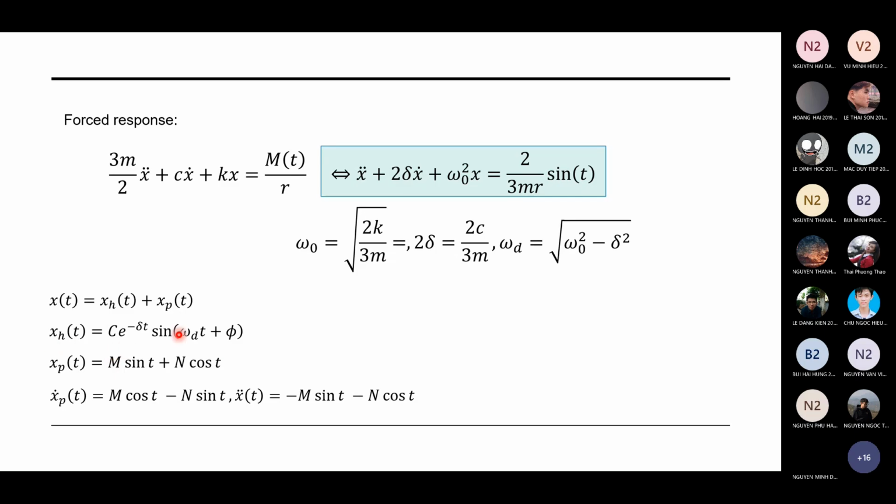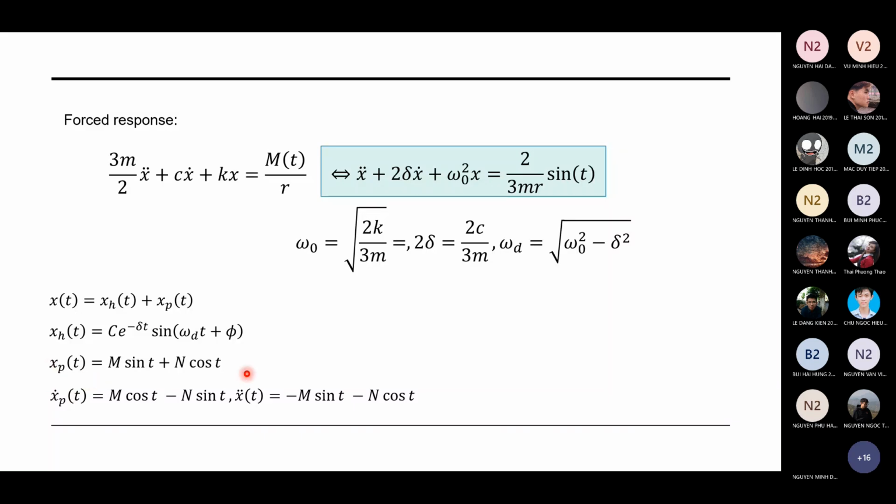And this is the first one, the complementary function for the solution of this equation, and this is the particular function. And the question is how we can calculate the amplitude of this particular function.